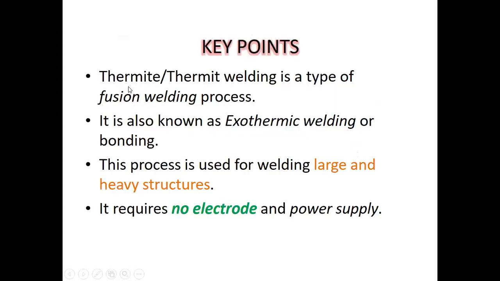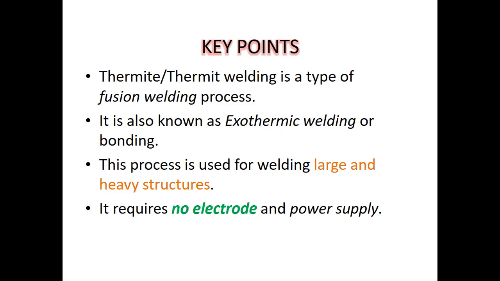It uses what is known as thermite. It's a type of fusion welding process. It is also known as exothermic welding or bonding. The reason why it's called exothermic welding is because you have a reaction taking place. Because of the chemical reaction, heat is generated. Certain compounds are mixed, and there is an exothermic reaction taking place. So that's why you get exothermic welding, or exothermic bonding.